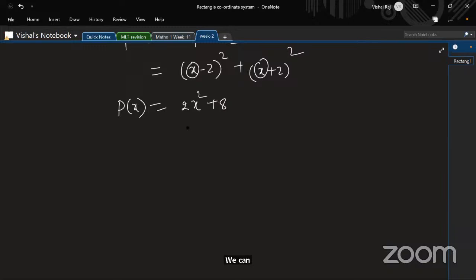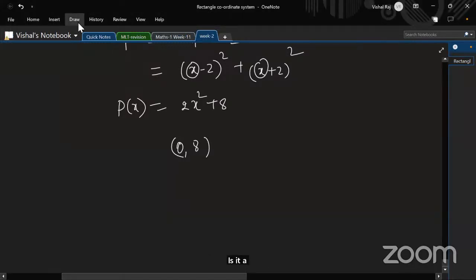Sir, 0 comma 10. What? 0 comma 8. We can use the hit and trial method, putting the value of x as 1, 10, etc.